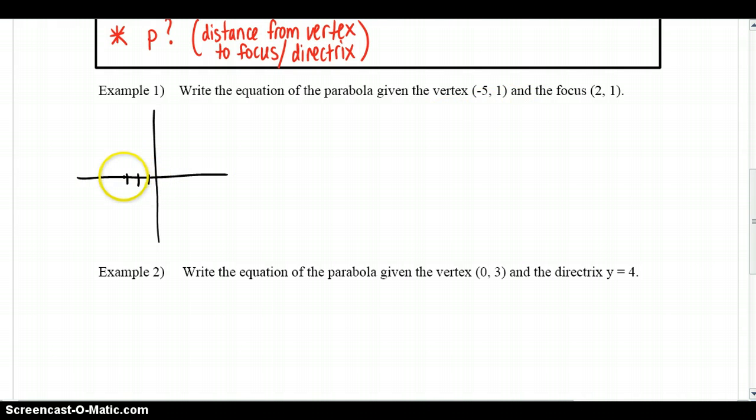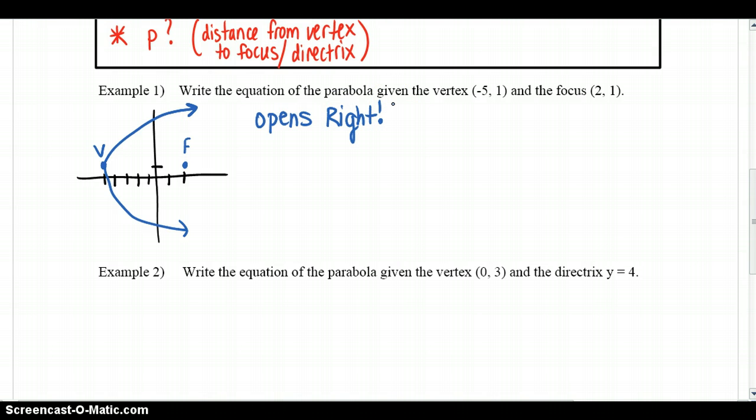The vertex is at -5, 1. So there's my vertex. And then the focus is at 2, 1. So there's my focus. Remember what we talked about yesterday, that focus point is always inside of the parabola. So just knowing where the vertex is and where my focus is, I should know that this has to open to the right, because that focus has to be inside of my parabola. So that answers my first question. Which way does it open? Well, it opens to the right.